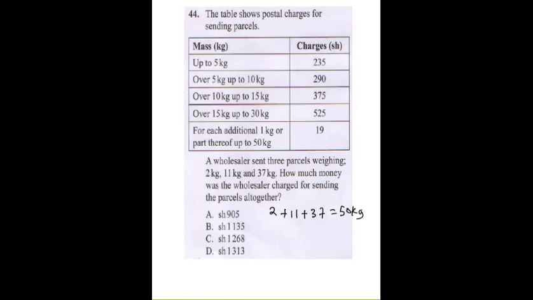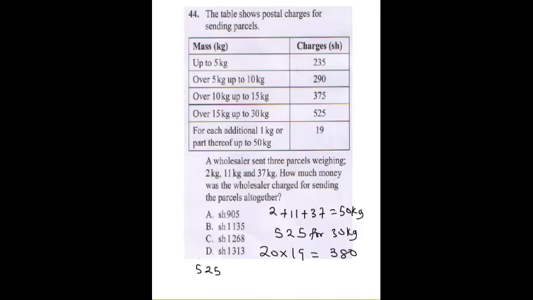So, the first thing is you need to take up for the 30 kg. So, the 30 kg out of the 50 kg is going to spend 525. Now, for the remaining 20 kg, remember it says for each one is going to charge 19. So this will be 20 times 19, which is going to give a total of 380.